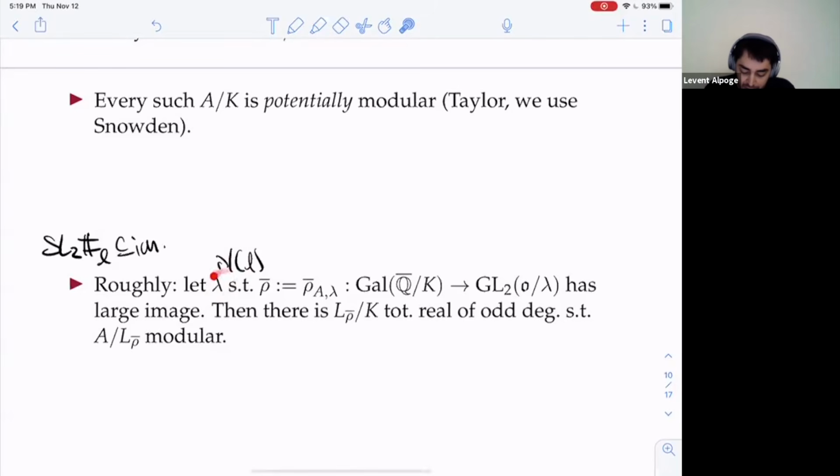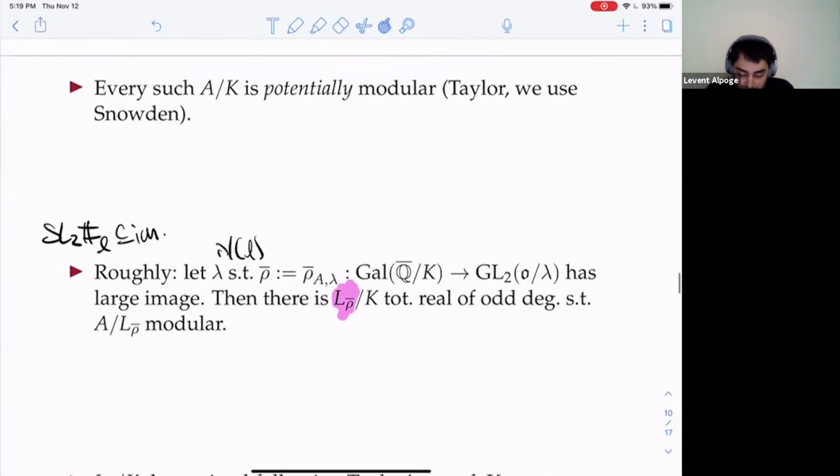You choose a lambda for which the residual representation has large image. This is kind of like the Taylor-Wiles hypothesis, if that rings a bell. I'll call the residual representation rho bar. The key point is that the extension produced by Taylor's argument only depends on rho bar. It doesn't depend on the lambda-adic representation. It depends on the residual representation only. That's not actually the truly key point, but we would be dead if it depended on the full lambda-adic representation.